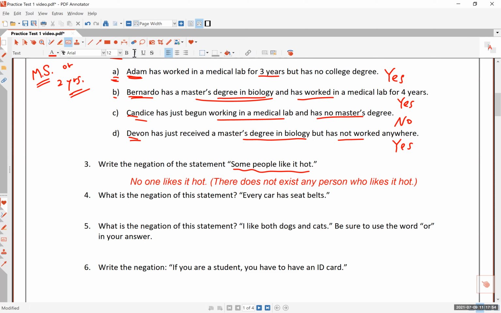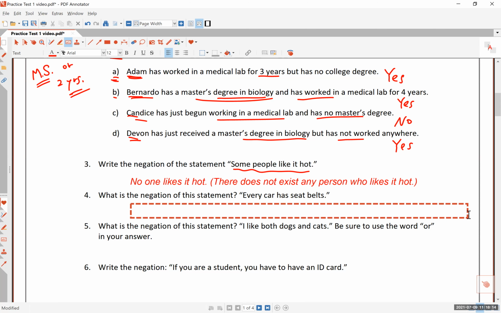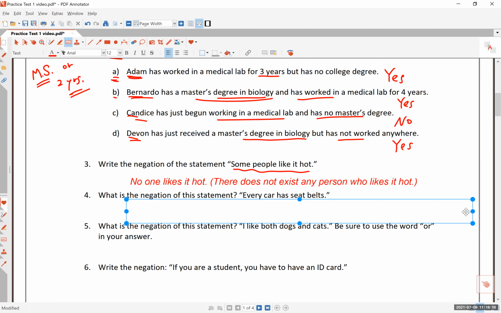Okay, so now let's go to number 4. Let me erase this. Okay, so here, what is a negation of this statement? Every car has seatbelt. Now, this is a universal quantifier, every car, right? So the negation will be an existential statement. The negation of every car has seatbelts is, well, some cars don't. Okay, so you can say some cars do not have seatbelts.